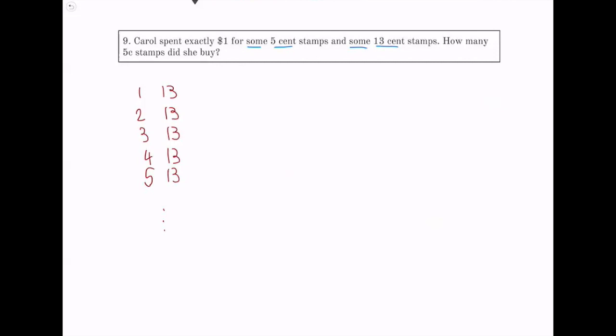So the key thing to notice here is all you have to do is 100 total cents, since $1 is 100 cents. If there's 1 13 cent stamp, then there has to be 87. And is 87 divisible by 5? No. And that means 87 can't be formed by 5 cent stamps. So this case doesn't work. Is everyone clear on that?